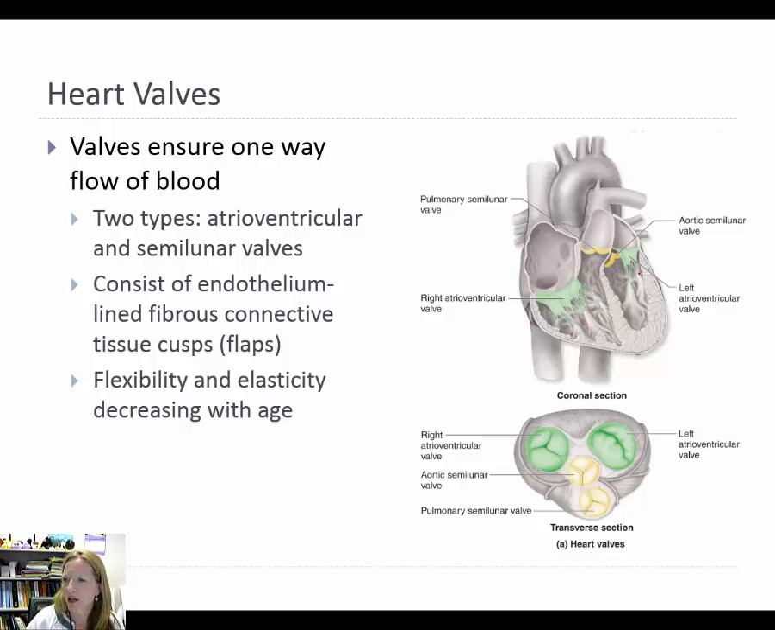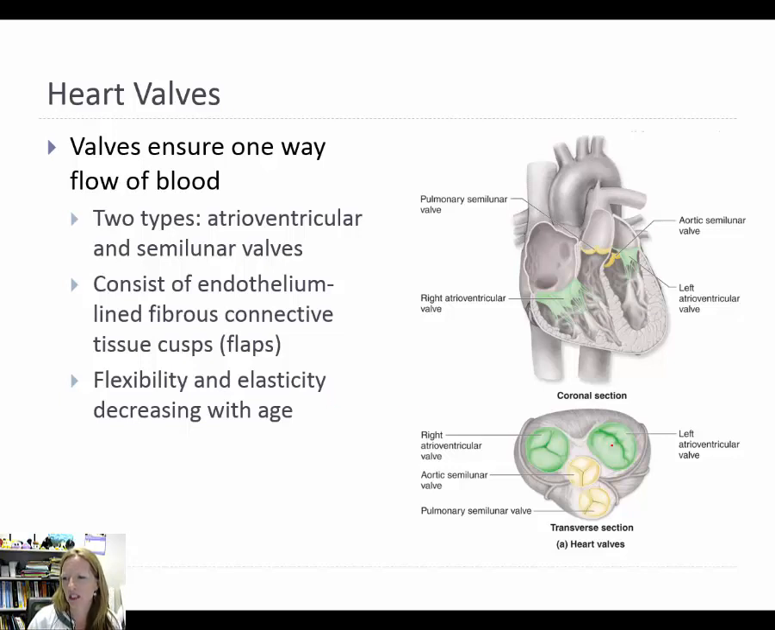Same on the side over here. This one is called a bicuspid, so it only has 2 cusps, and the cords are connected to 2 papillary muscles. Because they're made up of connective tissue, they need to be very flexible and very elastic because they're constantly closing and opening and closing and opening. As we get older, this elasticity and flexibility decreases with age, and we'll talk about how this can cause a lot of issues with leaky valves and stenosis and things like that.